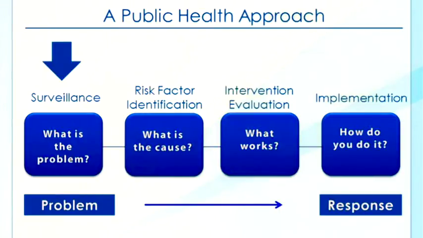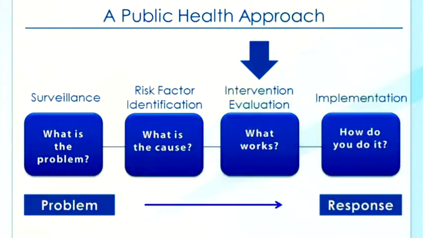First, we ask, what is the problem? In public health, we identify the problem by using surveillance systems to monitor health events and behaviors occurring among a population. After we've identified the problem, we next ask, what is the cause? For example, there are risk factors that might make certain populations more susceptible to a particular disease or condition, something in the environment perhaps, or certain behaviors that people are practicing.